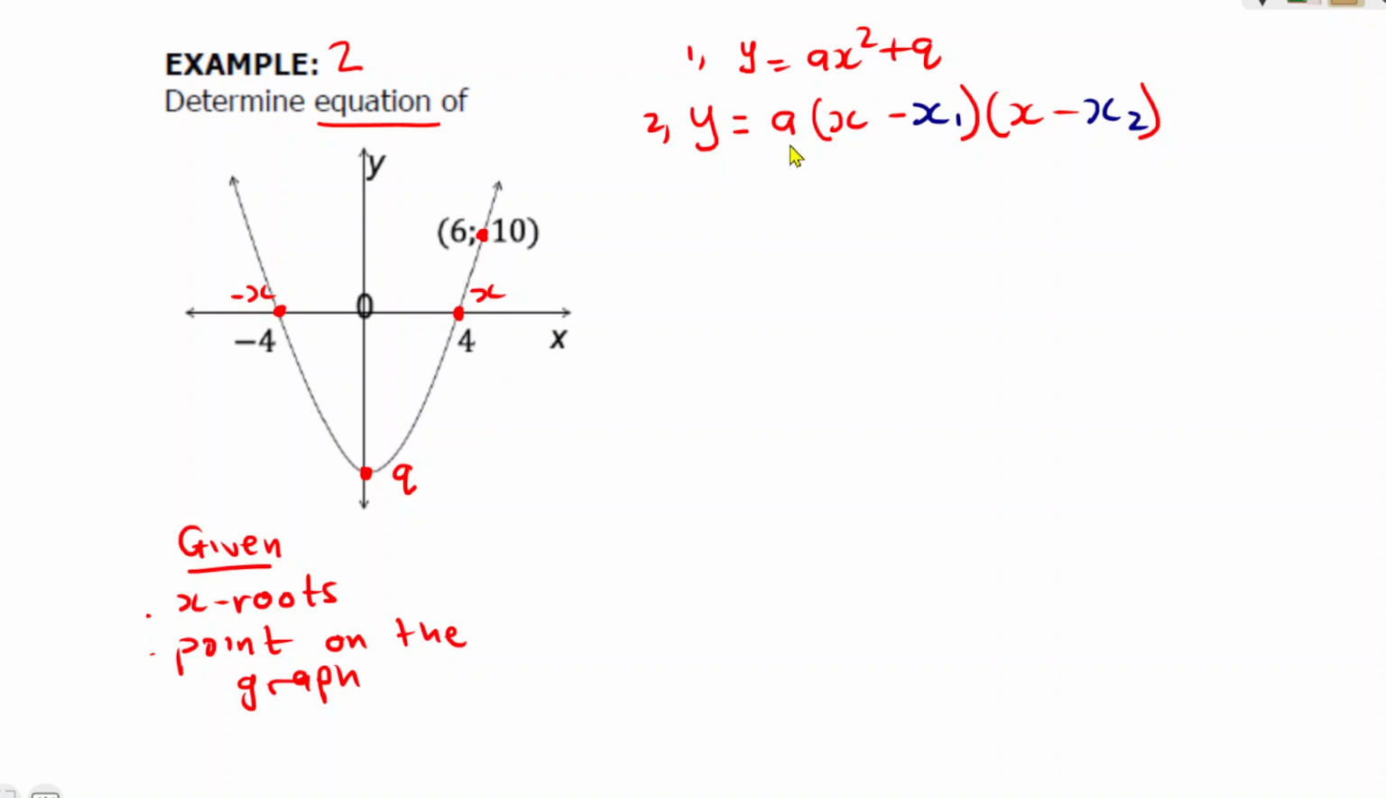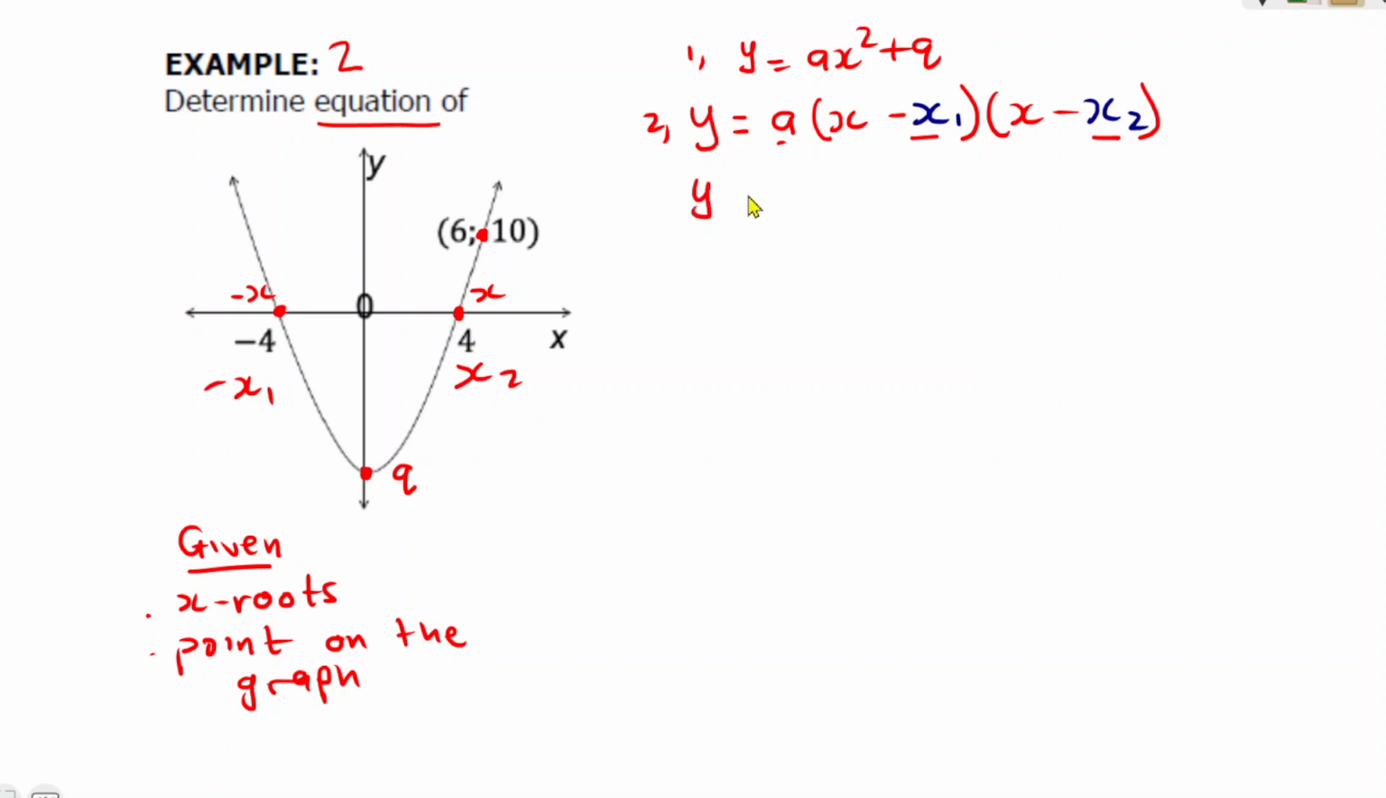You know a is the shape of the graph. You already see that the graph is a smiling shape, so that means that a is going to be positive. Now this blue x and this blue x represent your roots. So in other words, x1 will be represented by this negative 4. This x2 will be represented by this second root, which is 4. So I'm going to substitute these two roots here, x1 and x2.